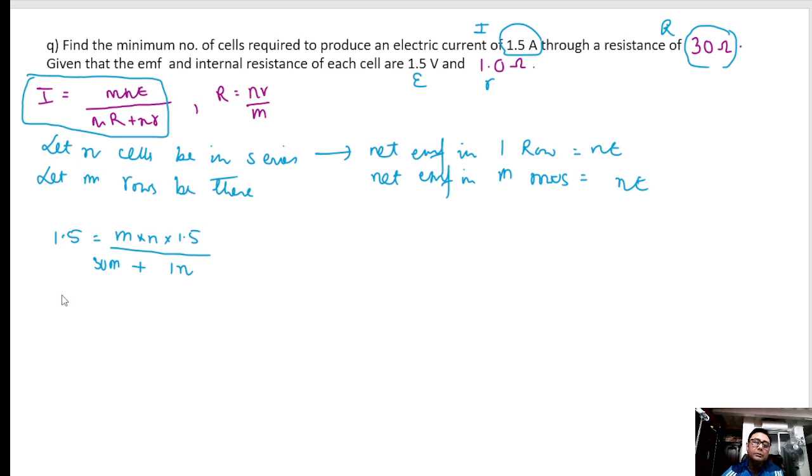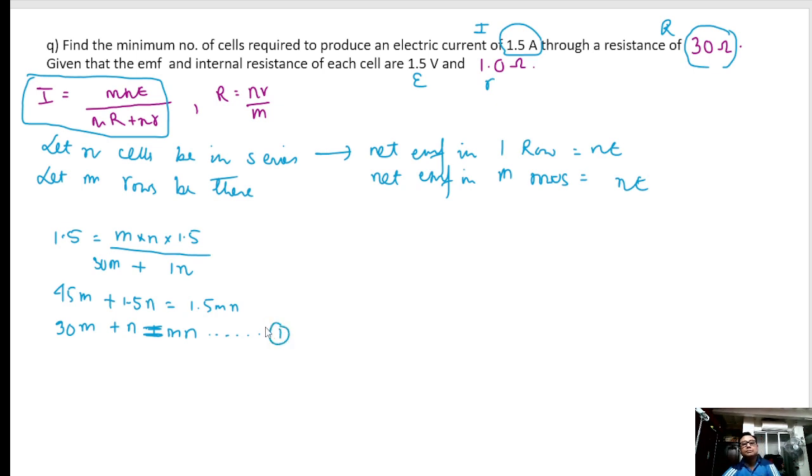So from here what we get is 45 M plus 1.5 N equal to 1.5 Mn. Okay, so if I cancel 1.5, this will give me 30 M plus N equal to Mn.